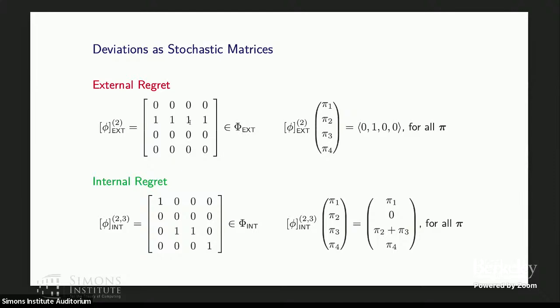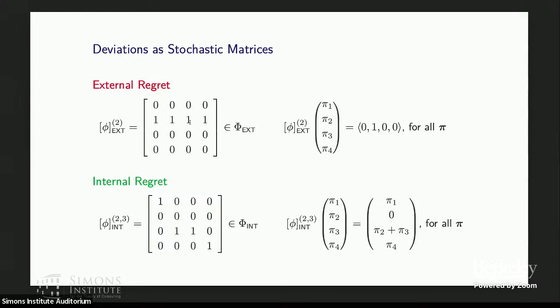So they're telling us that if we have, for example, this external matrix, so this matrix is going to decide that rather than doing whatever you're doing, you should just play action 2. So we represent that as a stochastic matrix, which we multiply by our probabilities on all of our actions, and we end up with all of our weight on action 2. So this is how we represent the external deviation to action 2.